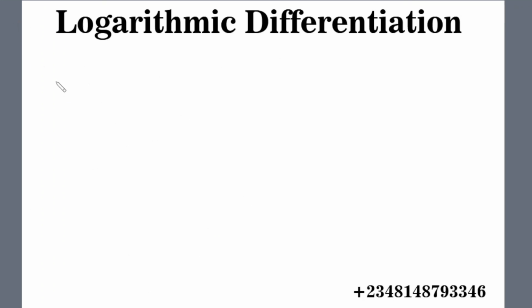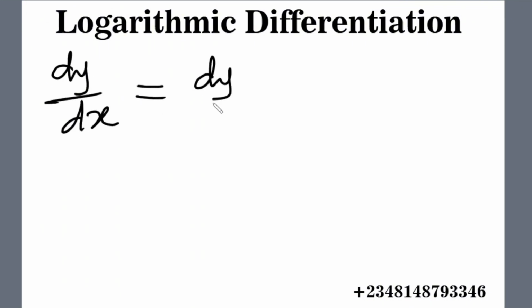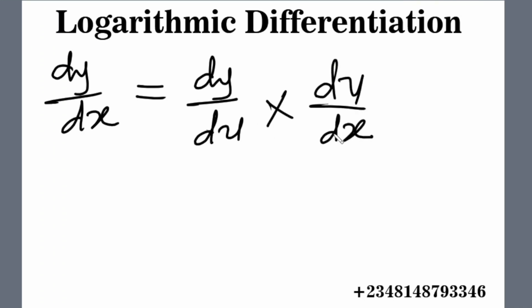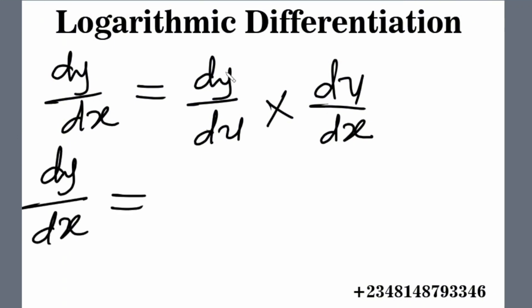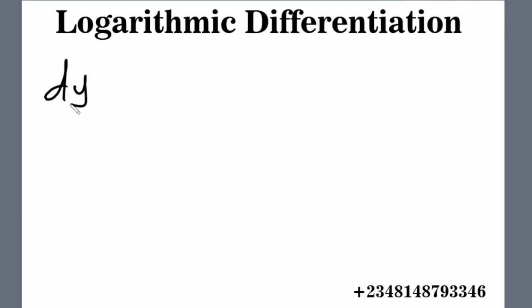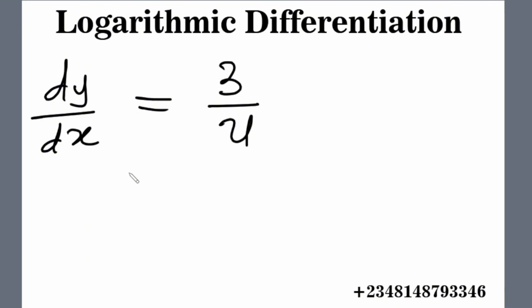Now let's apply the chain rule formula. dy all over dx equals dy all over du multiplied by du all over dx. Now let's substitute into the equation. So we have dy all over dx equals, dy all over du is 1 all over u from our calculation, multiplied by du all over dx, which is 3. Therefore, dy all over dx equals 1 all over u multiplied by 3 gives us 3 all over u.